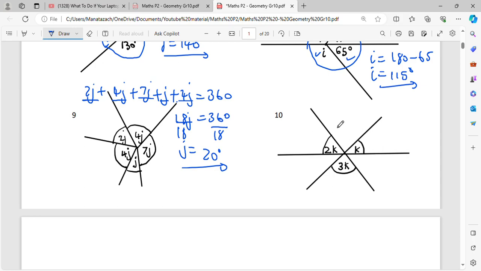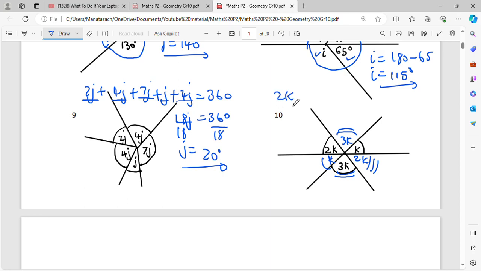Okay, now let's do the final question for today. So this one will keep us thinking a bit. We'll apply a principle of vertically opposite angles. For instance, this is also equal to angle K. The reason is vertically opposite. This one is also equal to angle 3K. This one is angle 2K. So we can apply a full revolution here.